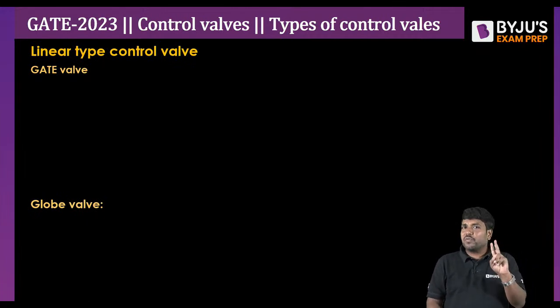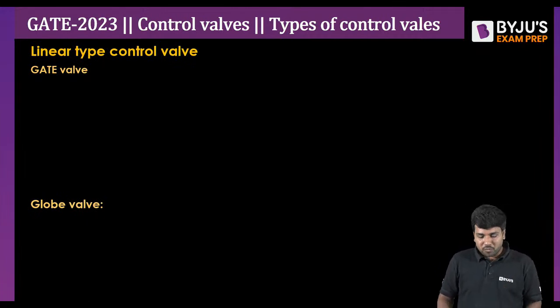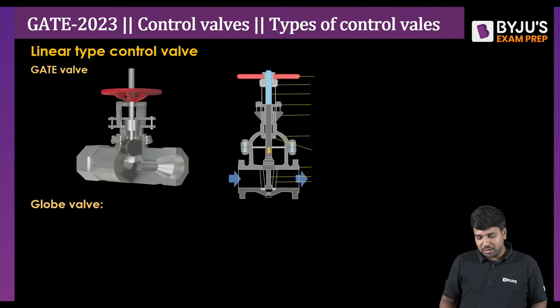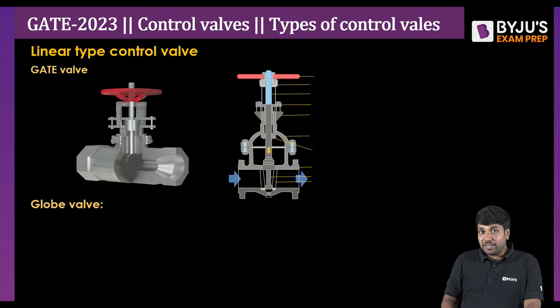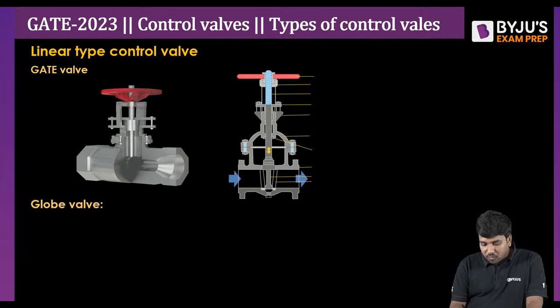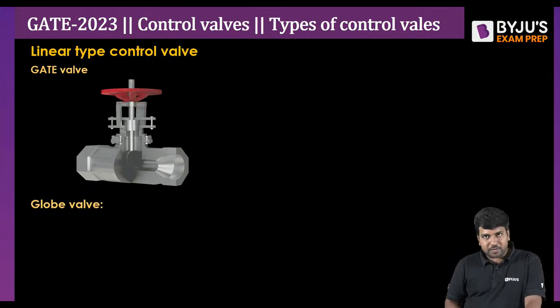So I have taken two different types of linear type valve. One is a gate valve and the second one is a globe valve. So what do you mean by gate valve here? Simple. I hope you can see easily in the picture, and I request you to please see the animation. Have you seen here, when you rotate this one, right? Look at this animation.